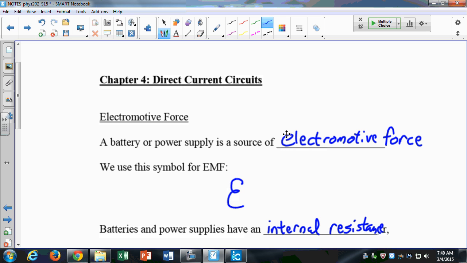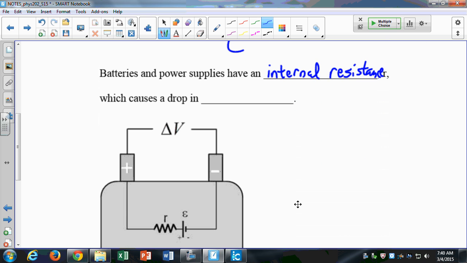If you set that to measure resistance and you put the leads on your power supply, then you'll find that there's a certain amount of resistance through that power supply. Likewise for batteries, they have a certain amount of resistance. Everything that produces electricity has a certain amount of resistance, just because it's made up of stuff, and stuff has resistance. But this internal resistance causes a drop in potential.